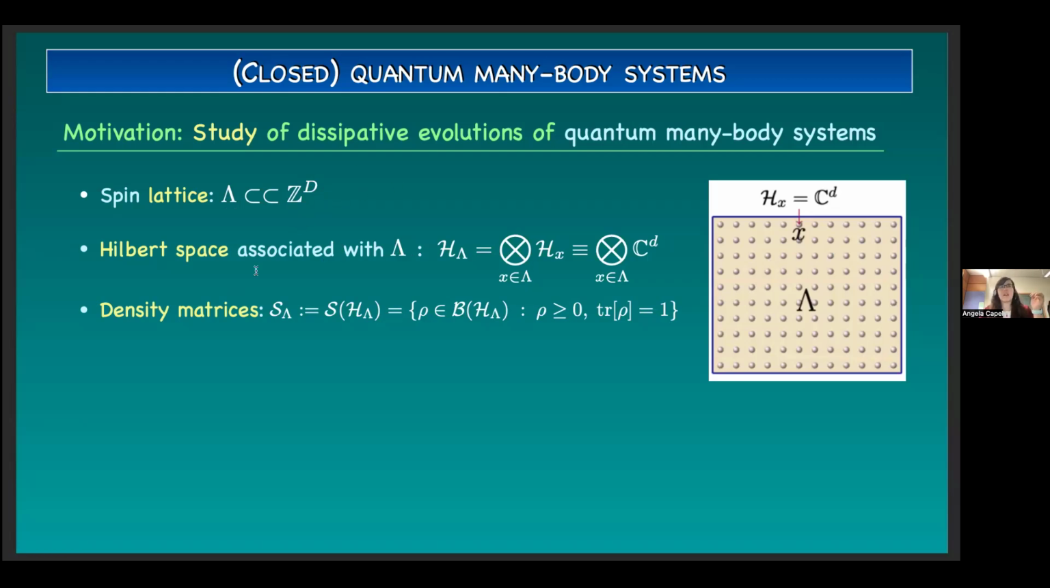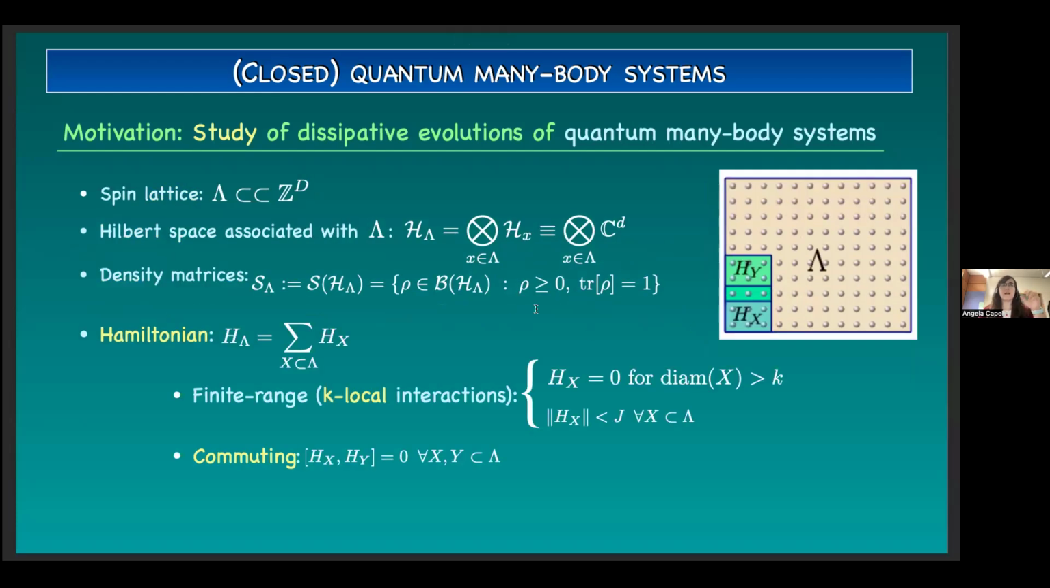Even though the picture here is only in Z^2, in general, we're going to be considering d-dimensional spin lattices. And now when we consider the Hilbert space associated with the whole lattice, we are considering the tensor product of all the local Hilbert spaces, so the tensor product of all these C^d that I was mentioning before for each of the sites. The main objects that we are going to be studying here are density matrices on this system. Essentially, we're going to consider matrices that are positive semi-definite and have trace 1, supported in the lattice Lambda that I'm considering here. And this, of course, describes the states associated with the lattice that we're studying.